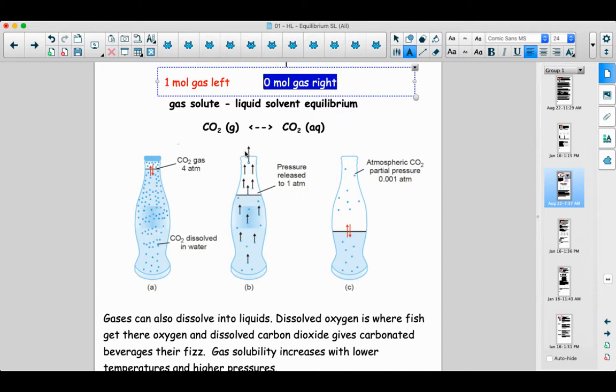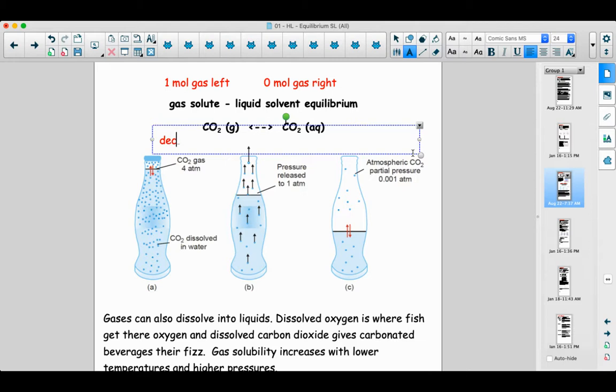When you take the cap off, you very quickly drop the pressure. So when you decrease the pressure, that shifts to the side with more moles of gas, which is the left. So carbon dioxide that was dissolved turns back into gas. So you see bubbles. So that's why when you open a soda, or any carbonated beverage, right, you immediately see a bunch of bubbles form out of the solution.